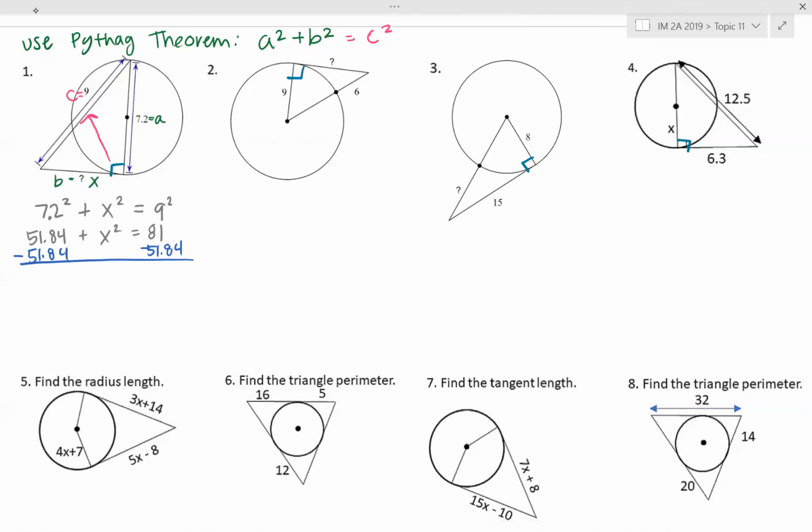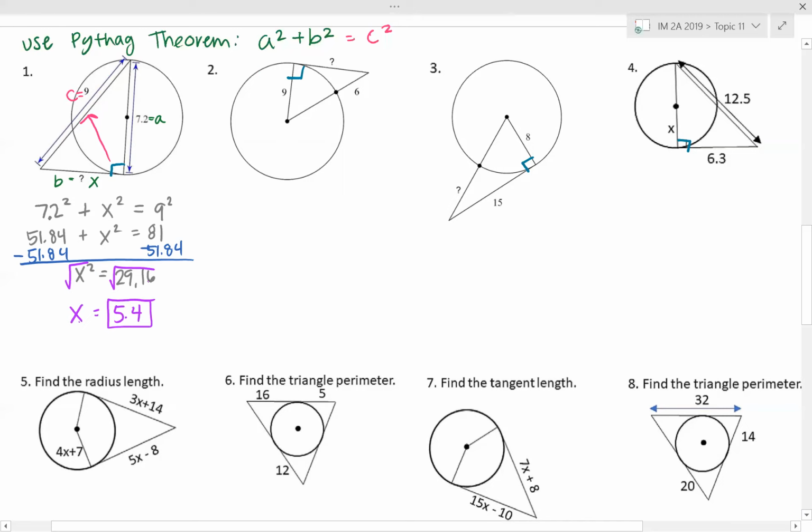And so that's going to give us that X squared is equal to 29.16. Then if we take the square root of both sides, that gives us that our X, which is what we're calling the question mark, is 5.4. So the square root of 29.16 is 5.4.